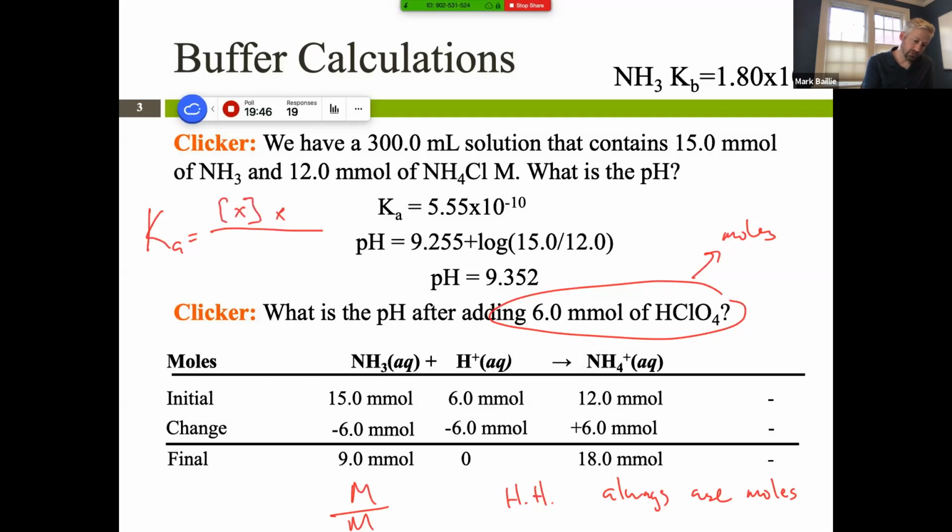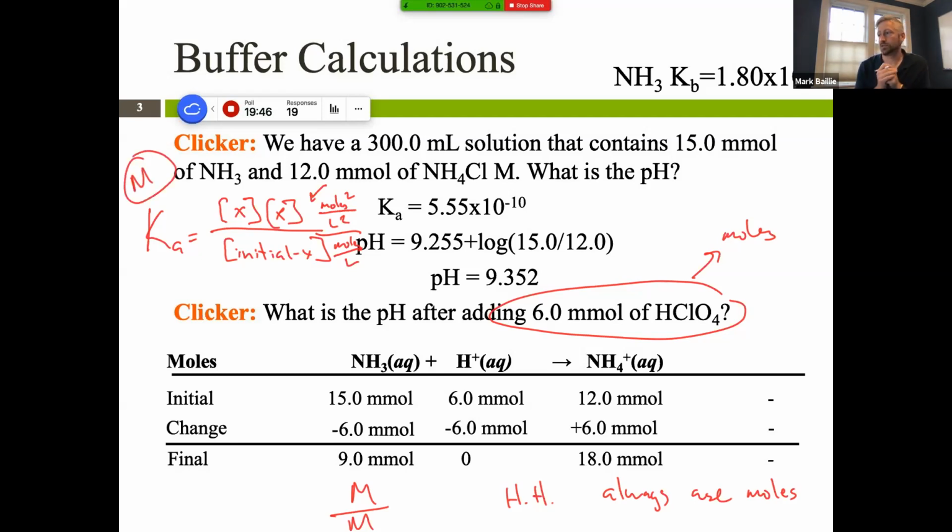ring true is when we do an ICE table. If you use an ICE table, you kind of see our Ka equals x squared over initial minus x. The units on top are moles squared over liters squared. And on the bottom, we have moles per liter. Those units, you cannot just put moles in. It does not work, it falls apart. So for Ka, you have to use molarity only.